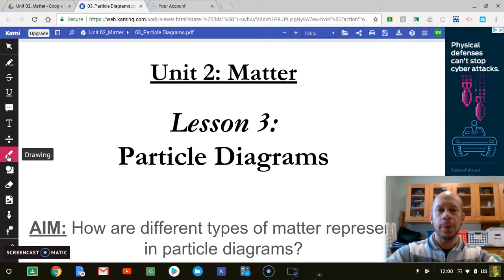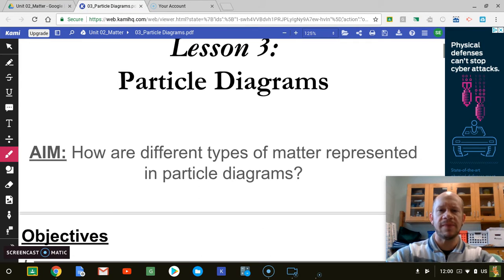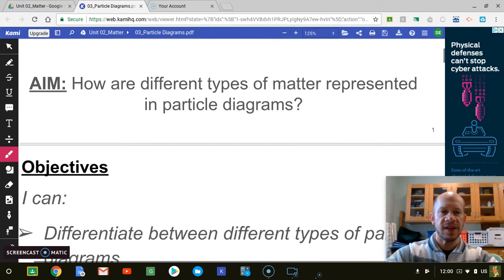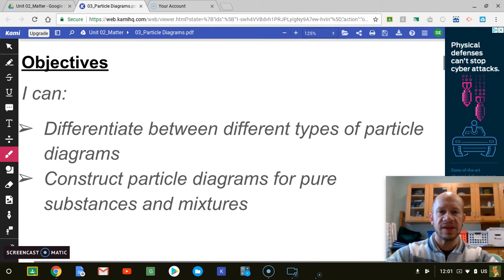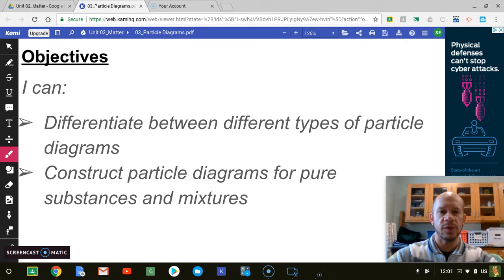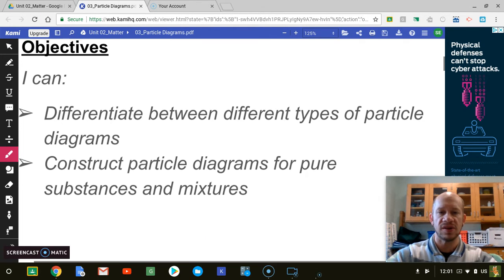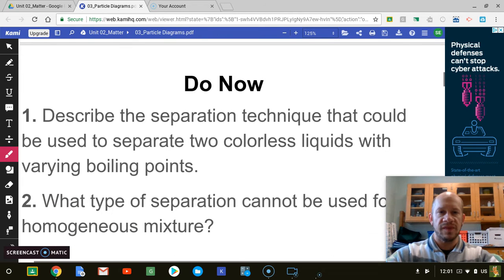This is Unit 2, Matter, Lesson 3, Particle Diagrams. How are different types of matter represented in particle diagrams? The objectives of this video: I can differentiate between different types of particle diagrams, and I can construct particle diagrams for pure substances and mixtures. So, quick Do Now review.